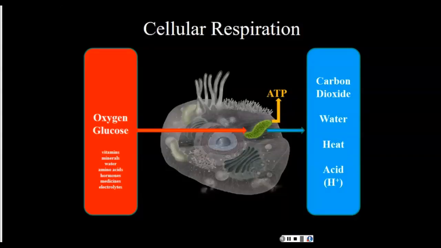So here's just a brief picture of cellular respiration. This is not a topic we discussed back in chapter 4, but you should know just some basics of it. The cell will take in glucose and oxygen, and it will convert it in the mitochondria to basically energy, and then it will release carbon dioxide, water, heat, and some acid as its waste.